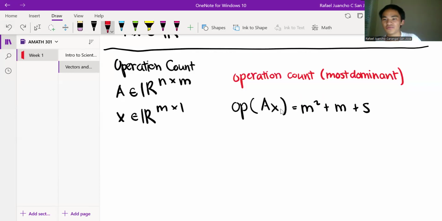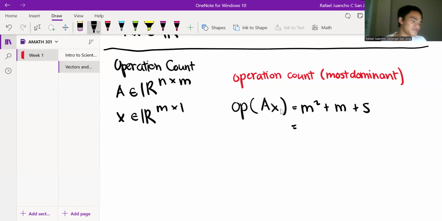We're going to come to a point where we don't even care about the 5. 1,000 is not as different as 1,005. We don't care about the 5 anymore. And same goes with this m. So the most dominant is going to be m squared. And we can actually denote this.